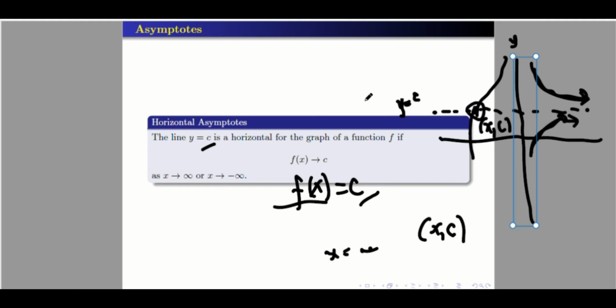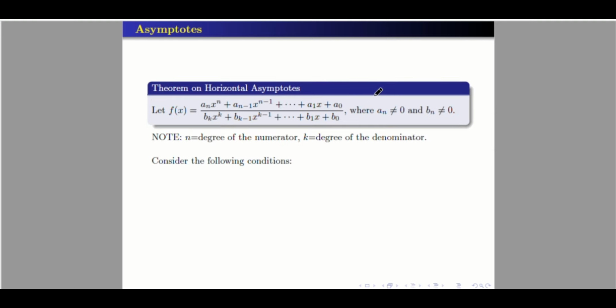Okay, so we'll go back to that later. We'll have an example. Now, how do we find the horizontal asymptote? By a theorem, we have this as our general function for a rational function, where our leading coefficients are non-zero. Note that n is the degree of the numerator and k is the degree of the denominator. If n is less than k, then the x-axis or line y equals 0 is the horizontal asymptote.